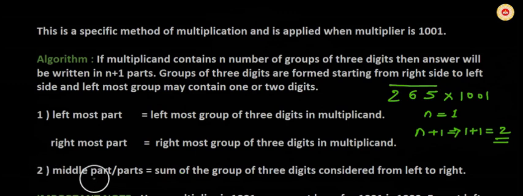What is second step? Middle part or parts. Writing middle part or parts of an answer: sum of the groups of 3 digits considered from left to right. Now let us understand this second step when we will solve examples.